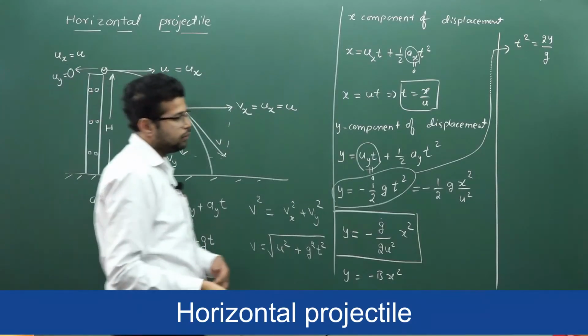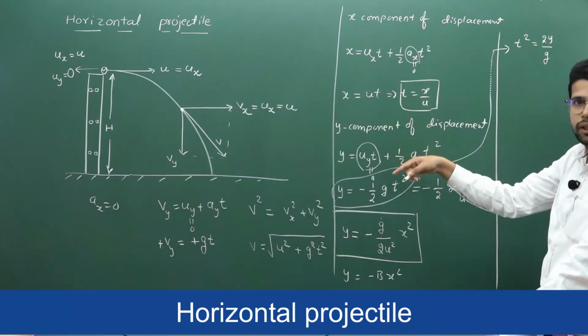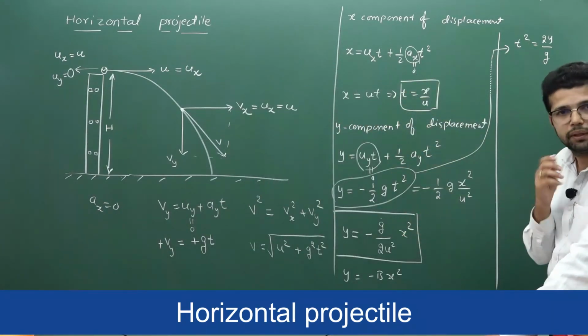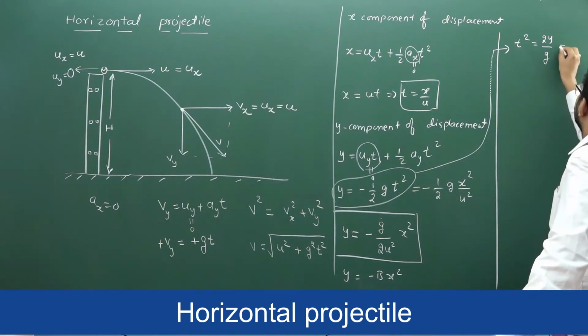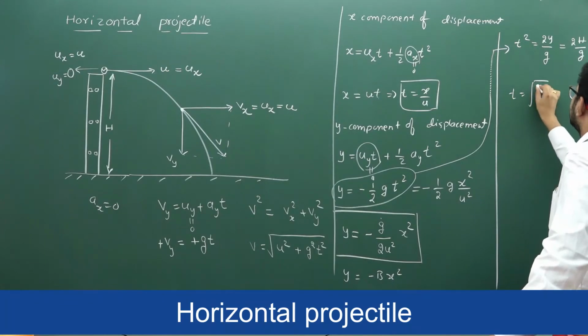Okay. So, what is y? See, the moment the ball reaches the ground, y component of displacement is h. So, what happens? This can be written as 2h by g, or t is equal to square root of 2h by g. Time required for the projectile to reach the ground is square root of 2h by g.